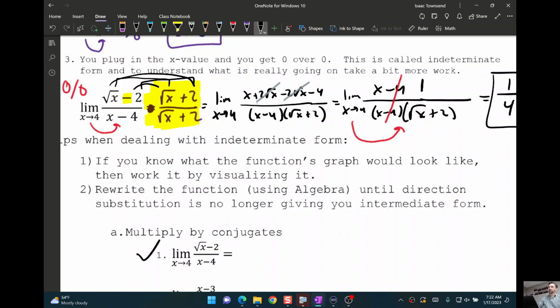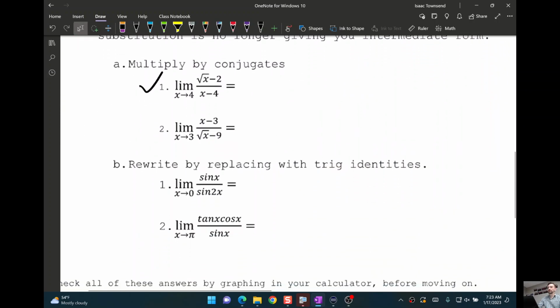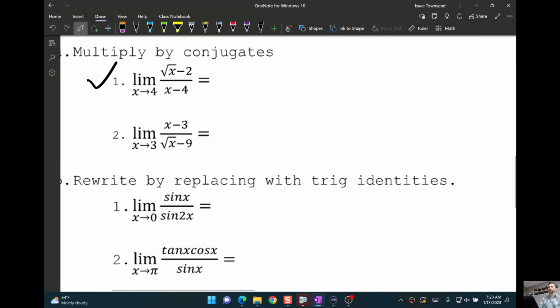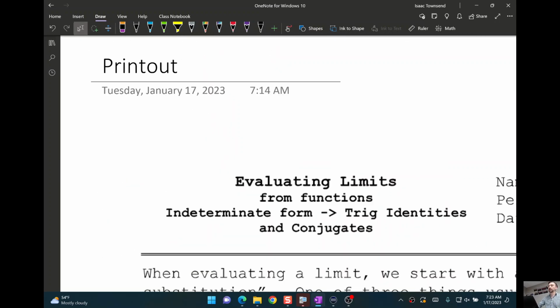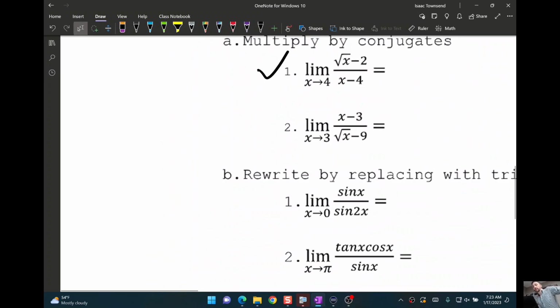Okay, so question 1 down here, that's the same question I just did up above, so we already have that one done. So that is one of the skills we're going to be looking at today. If direct substitution doesn't work and it looks like that, try multiplying by the conjugate. Okay, let's look at one more down here, and then we'll look at the other way we're going to look at today with indeterminate form.